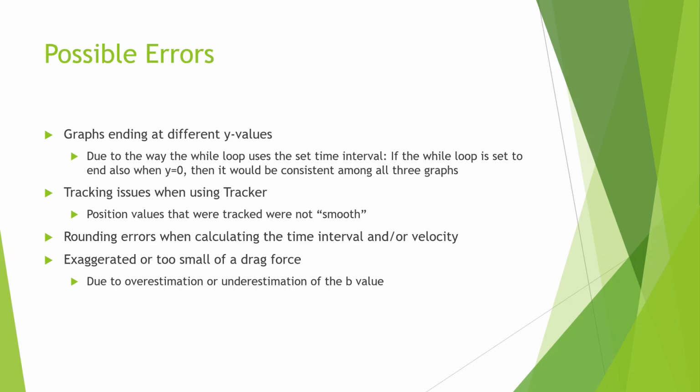Some possible errors were the graphs ending at different y values. On that graph earlier, you can see that they did not end at the same y values, and this is due to the way the while loop uses the set time interval. So if the while loop is set to end also when y equals 0, then it would be consistent among all 3 graphs.